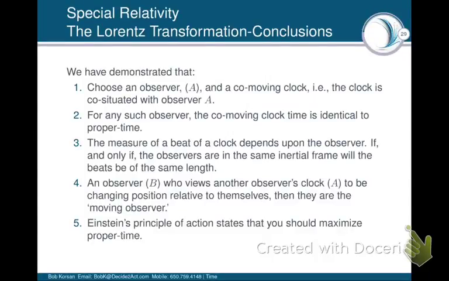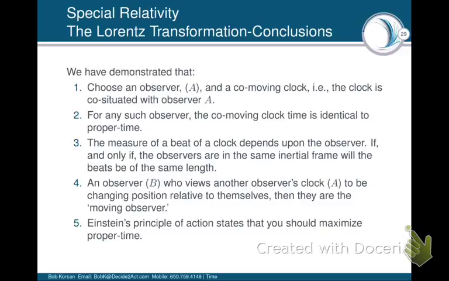Okay, let's take a look at what we've learned so far. The Lorentz transformations and the invariants of proper time have demonstrated that if we have an observer A and a co-moving clock, the clock is co-situated with observer A. So Alice and her clock are co-situated, both at position 0, 0, 0, and time moves forward in proper time.